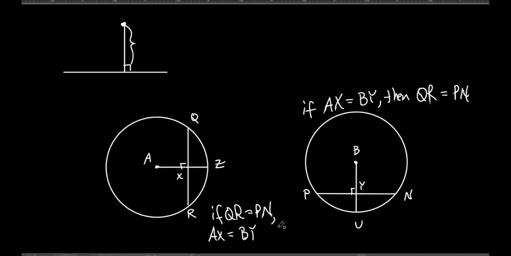You could flip it and say, if the chords are equal to each other, then guess what? The distance from the center to the chord is going to be equal to each other, right? So if I knew that QR was equal to PN, then that means AX has got to equal BY. I really confused you, didn't I? Sorry, I just got a little mixed up.